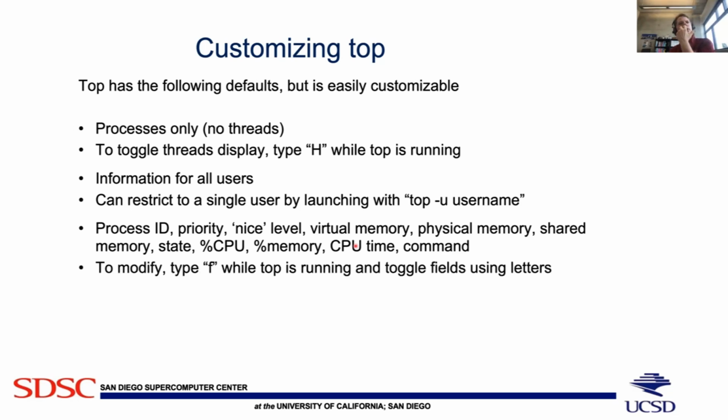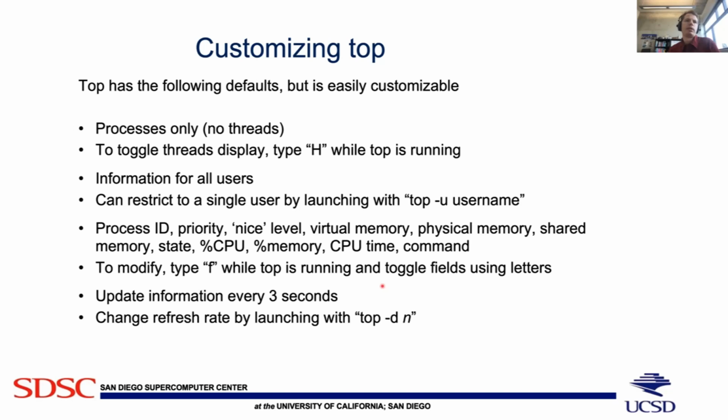And to modify what you see, you can type F while top is running, and then you can toggle the fields using different methods. By default, it updates every 3 seconds, and you can change the refresh rate by launching top -d N. So that's quite useful to know, I think.